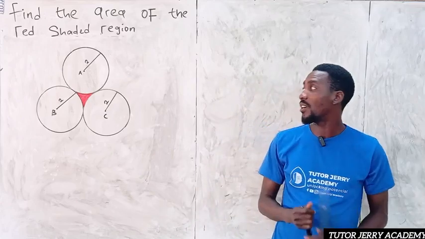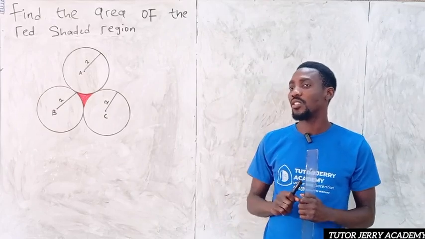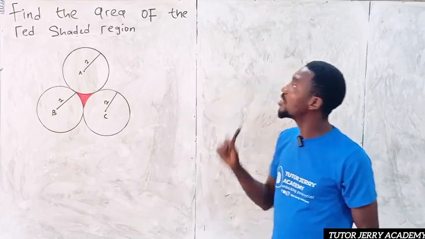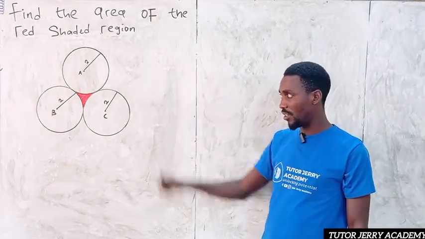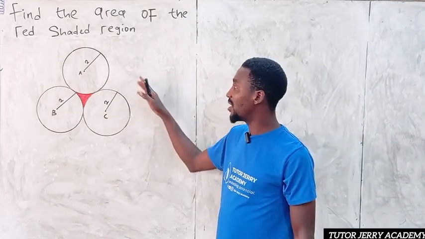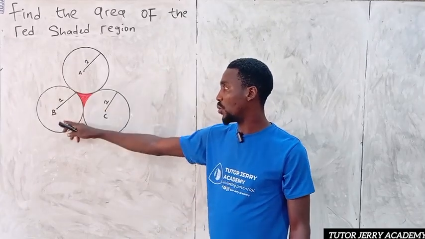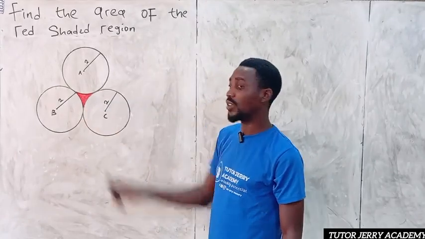Hello and welcome. So we are going to solve an interesting question under geometry. The question says we should find the area of the red shaded region. As you can see, we have three circles. We have one, two, three. You can see they overlap, and this is the region that they want us to find.